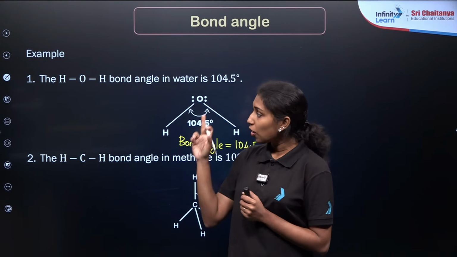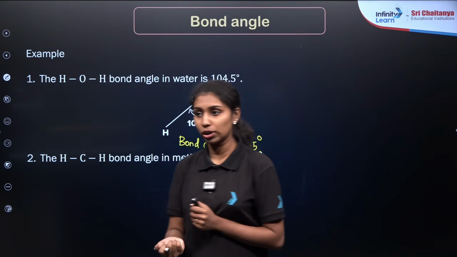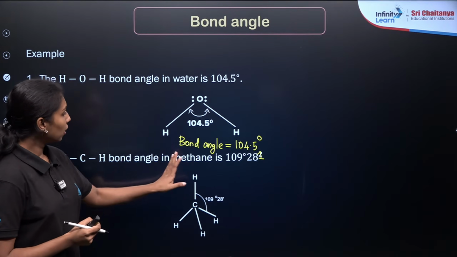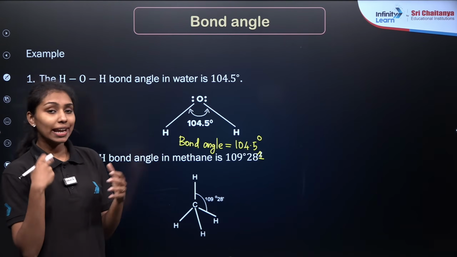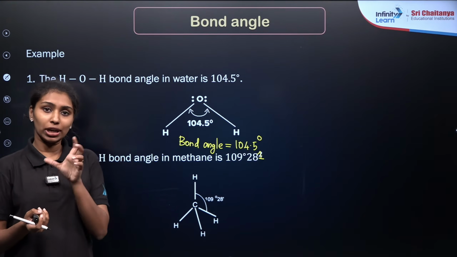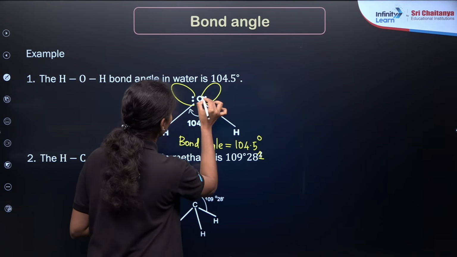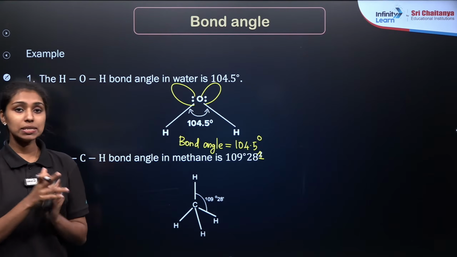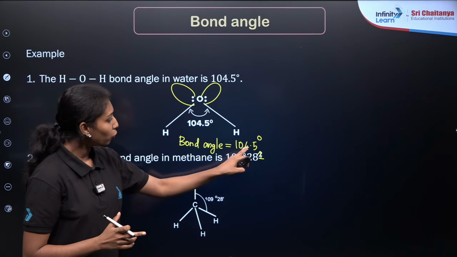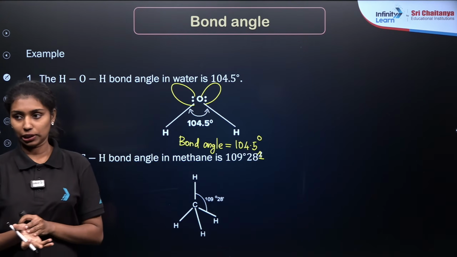So depending upon the lone pairs, there will be changes in their bond angle. So here in general, we are expecting the water molecule to have an angle of 109 degree, but because of the presence of these two lone pairs, the bond angle decreases to 104.5 degree in the case of the water molecule.